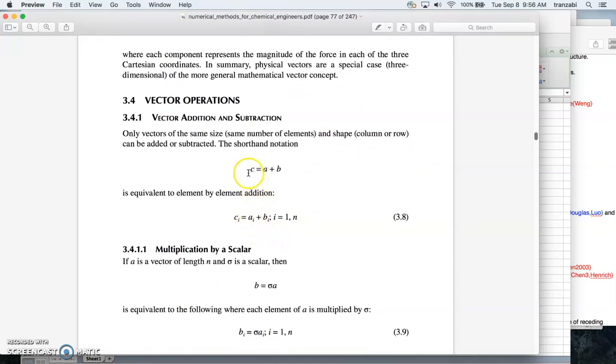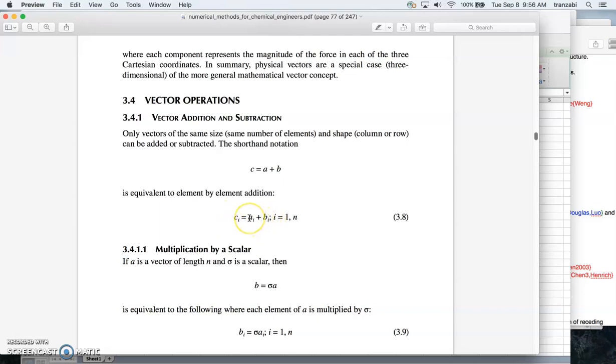So that would imply element-wise addition. Like if C has n elements, and A and B also have n elements, then every element of C would be a summation of the corresponding elements of A and B. So the i corresponds to the index of that element. Like the second element of C, which is C sub 2, would be equal to A sub 2 plus B sub 2, right?